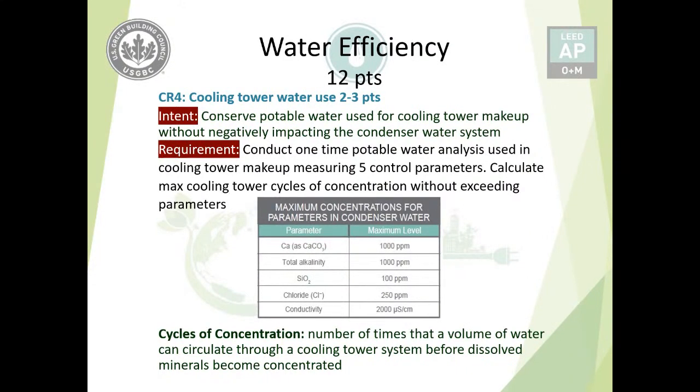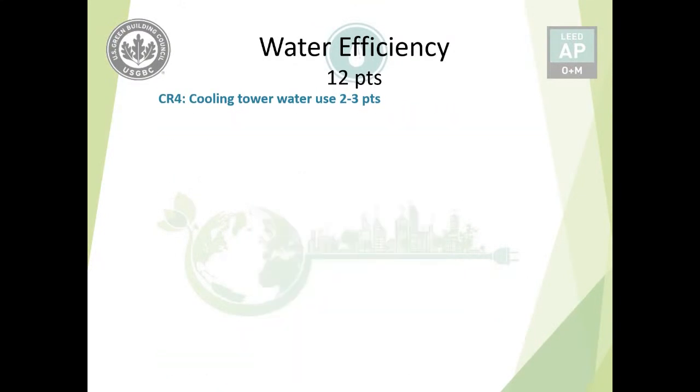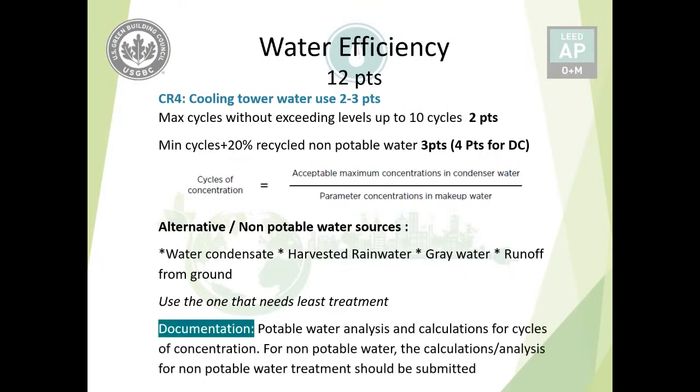So we will see the more cycles we can do without changing the water, that's how we are reducing the water use. For maximum cycles without exceeding the threshold levels, if you are able to show that you are using the same water up to 10 cycles, you can gain 2 points. And if you're using any recycled non-potable water up to 20%, it can earn 3 points. But in the case of data centers, 4 points. We know that data centers earned one less point in indoor water use reduction, and that is being recuperated here.